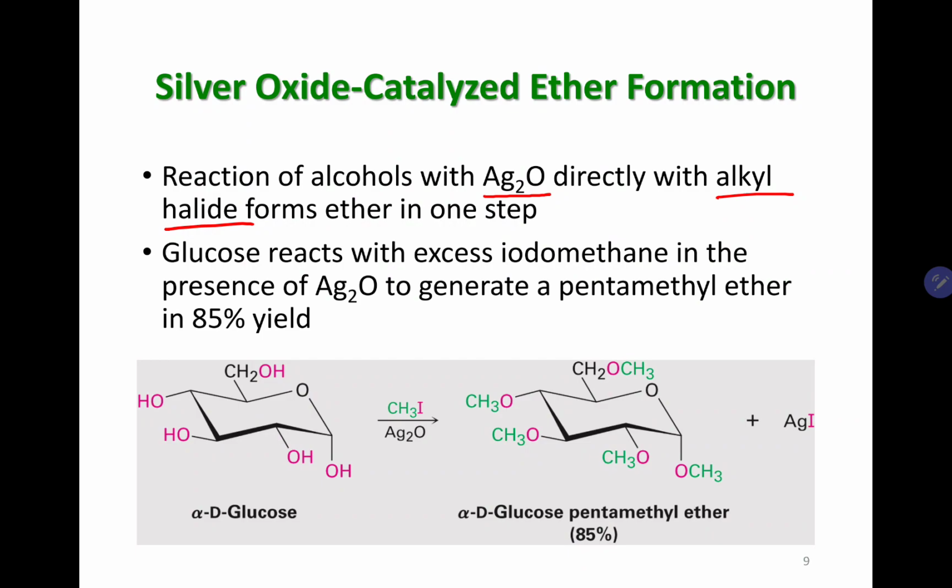In this reaction, the methyl group will be substituted for the hydrogen of the OH group, giving you 5 ether groups. This is just like the previous reactions, but the only difference is that you're using silver oxide. But this is not as common as the Williamson ether synthesis.